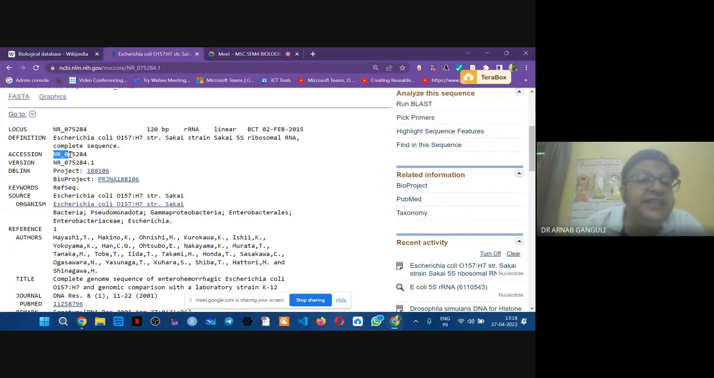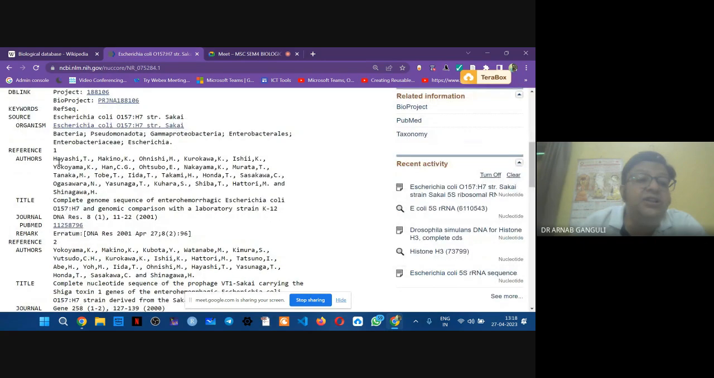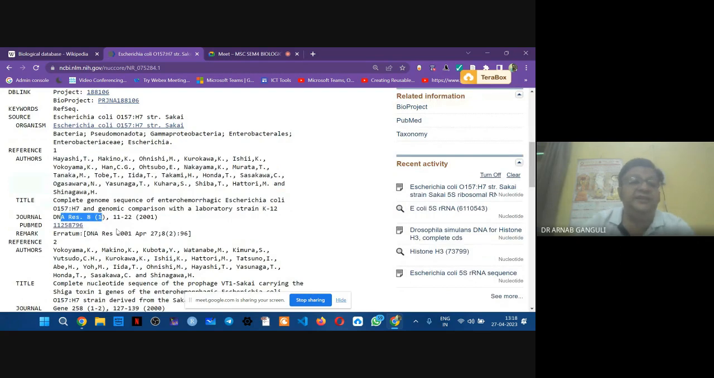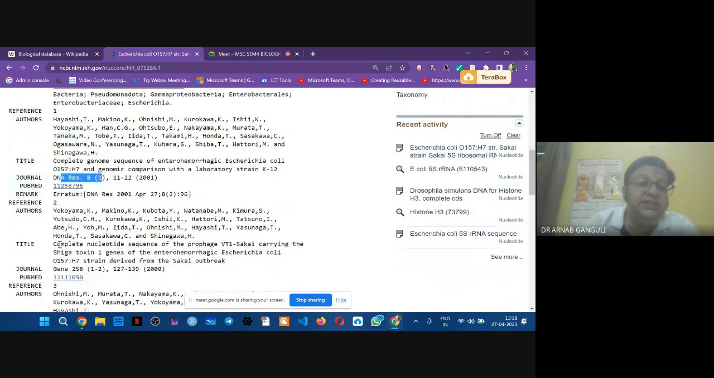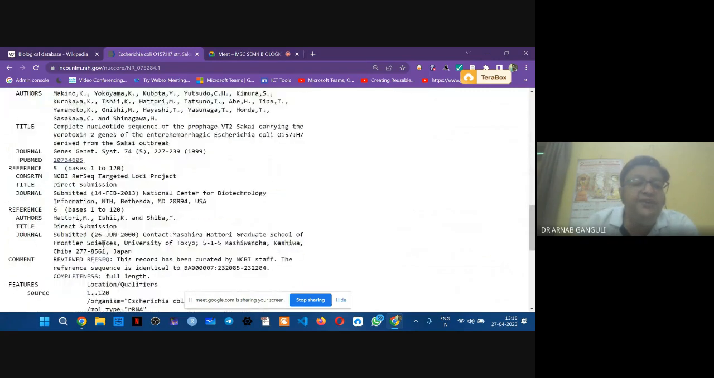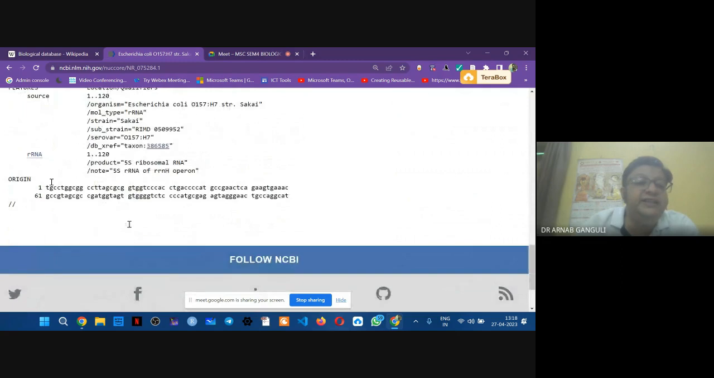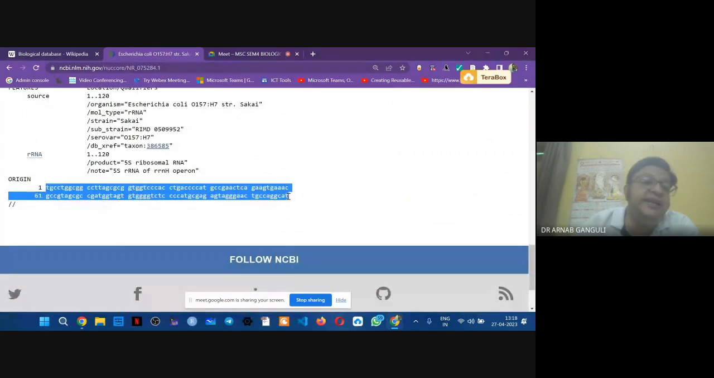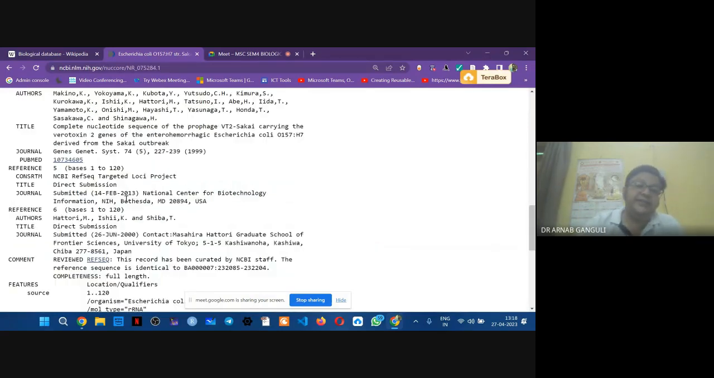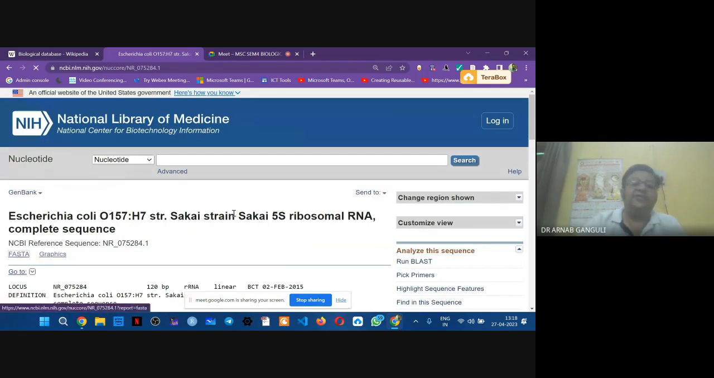Then this is the accession number. You need this accession number to get the particular sequence. And the author's reference, from which you can get the journal where it was first given, the names of the authors, the title, the name of the publication. You get all the data about this. Apart from that, this is the particular sequence of the ribosomal RNA. Normally, this type of RNA is not very useful. This type of DNA sequence, you need it in a FASTA format.